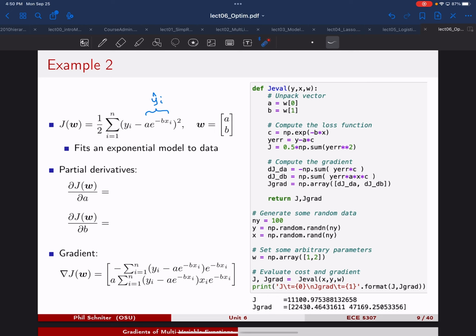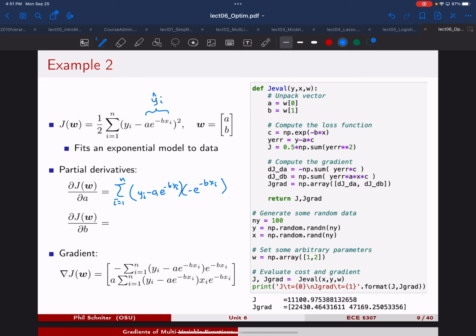Negative e to the negative bxi times that same quantity, yi minus a e to the negative bxi. Okay, I think you're missing that. That's all part of it, but you're missing something important. The summation. The summation, exactly. So we have to have our summation over i.